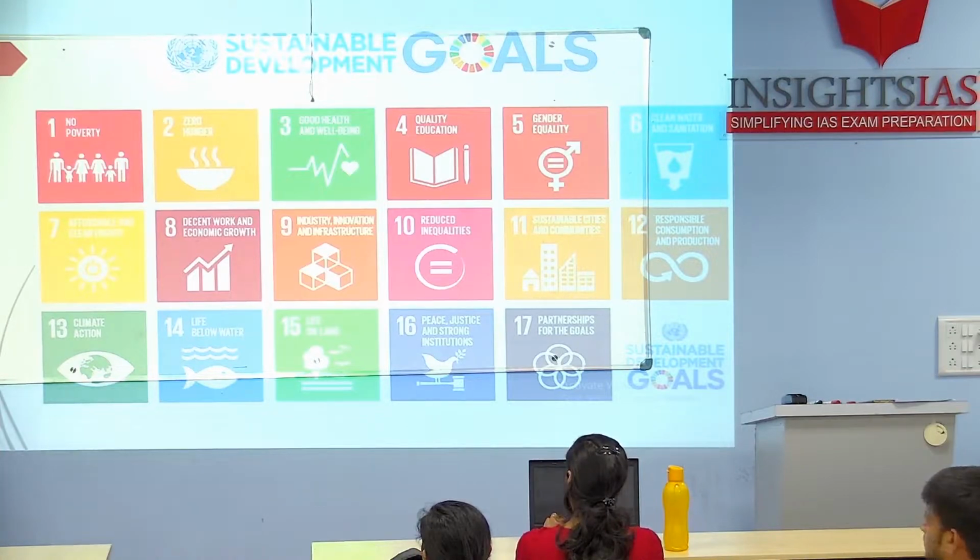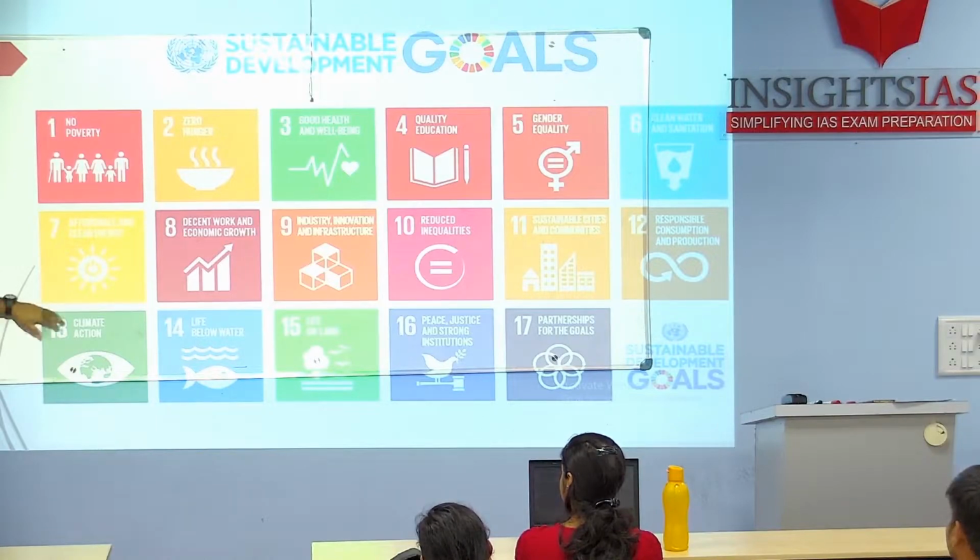According to 2011, what population was living in urban areas? 31 point something, so it is 32%. But to achieve sustainable cities, which goal should it be? 11. So somehow I'm not making sense, I know. 2011, SDG goal 11, whatever way you can link it. Here is the climate related thing, the 13th one. 12th is left. What is 12?